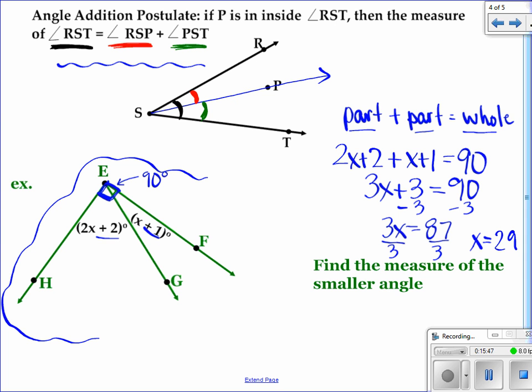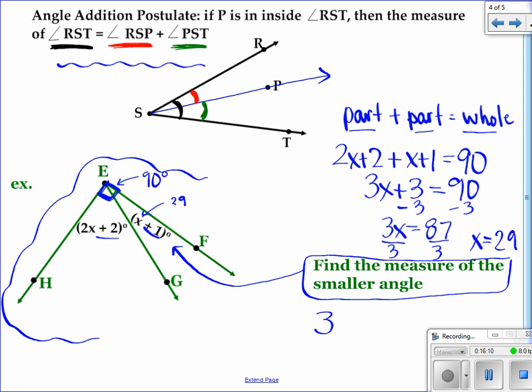Now here's the question. We haven't answered the question yet. Find the measure of the smaller angle. Which one is the smaller angle? Yep, this one right here. We want to know how many degrees are really in there. How many? 30, because we put our 29 right here. That's what we figured out. So the answer, 30 degrees.